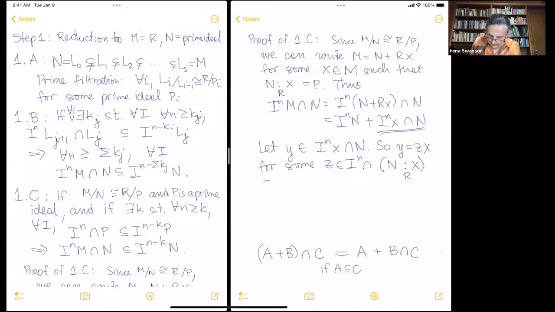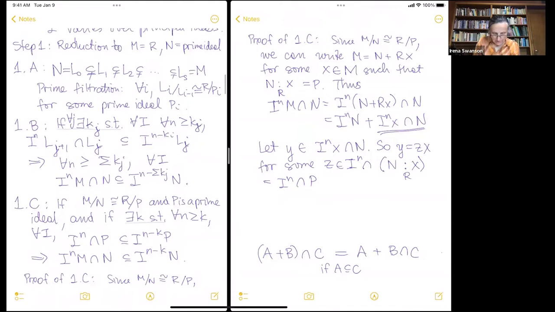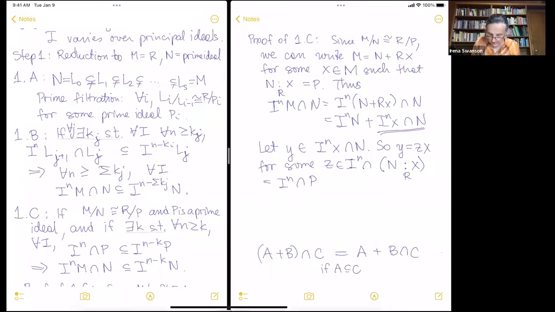So Z is therefore in I to the N intersected with P, but by assumption, this is in I to the N minus KP. So that's where Z is. So Y, which is ZX, is therefore in, so Z is in I to the N minus KP, and then you still have X. But P times X, that's in N. Okay. So we proved this with the one part C.